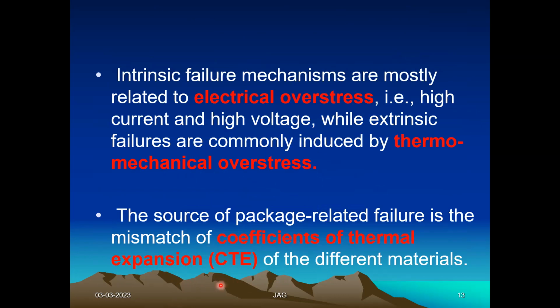Another major failure reason is the difference in the CTE, the coefficient of thermal expansion. What is CTE? If I increase the temperature by 1 degree, how much will be the increase in the physical dimensions? That is called CTE, coefficient of thermal expansion. That will be different for different materials. So CTE difference is another reason for the mechanical stress and ultimate failure.